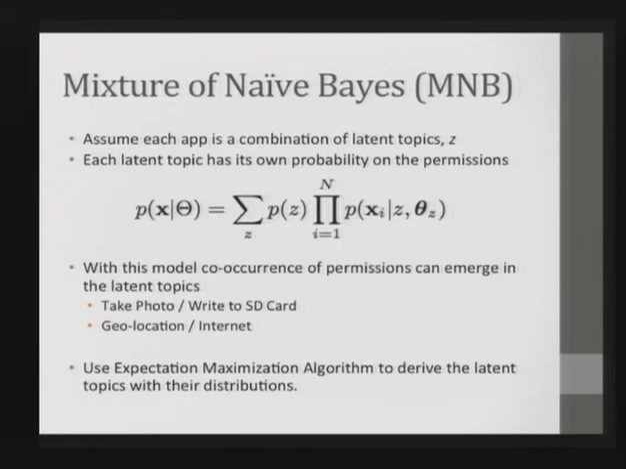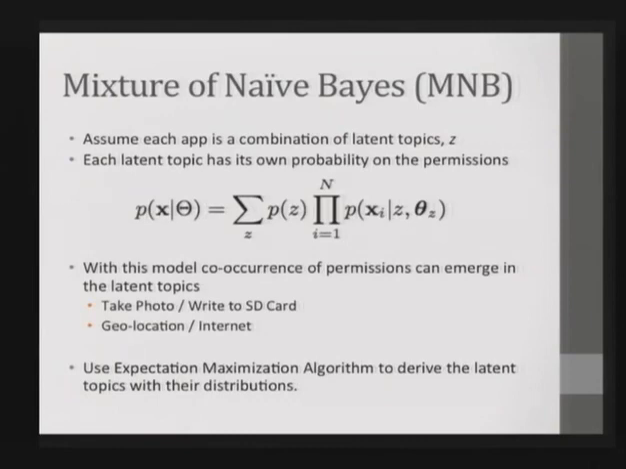So essentially what this gets us is that we can now represent the co-occurrence of permissions. Before, every permission was independent, and this allows us to now model permissions that occur frequently together. So for instance, you can imagine a photo-related latent topic, which takes a photo and writes it out to the SD card. And so these permissions are going to appear together very frequently.